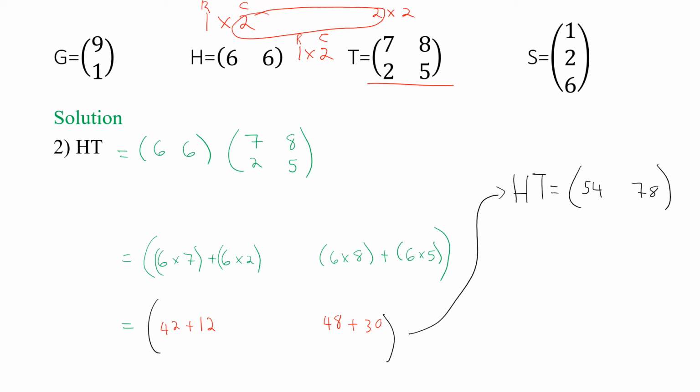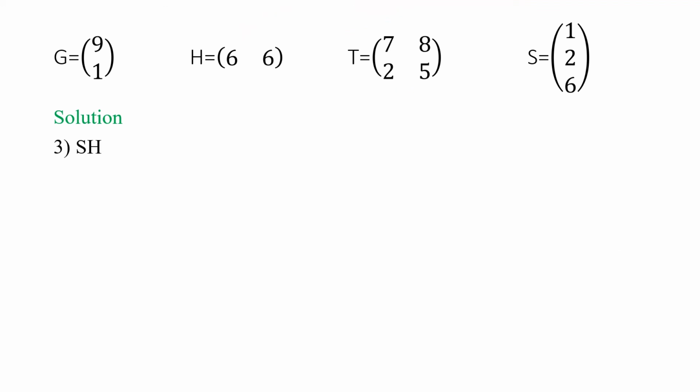And this indeed is a 1 by 2. 1 row, 2 columns. I trust you got that as your answer. And let's see if we could wrap up with this final example.